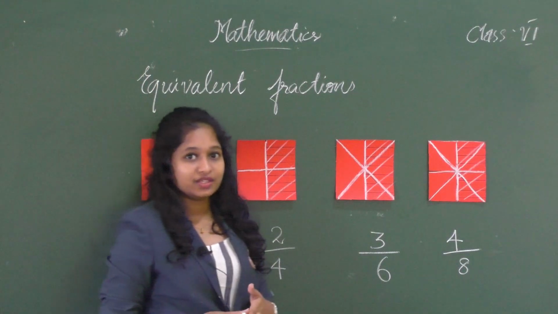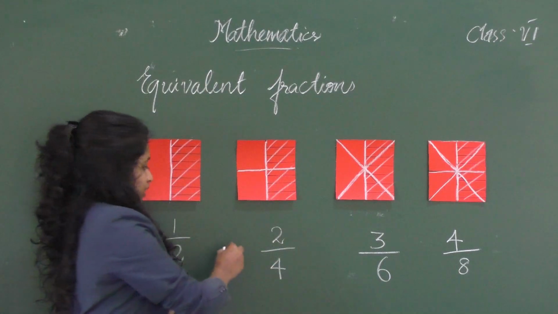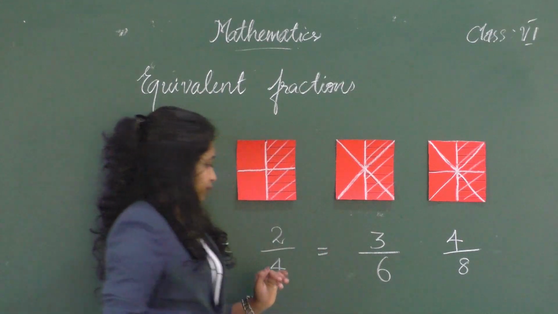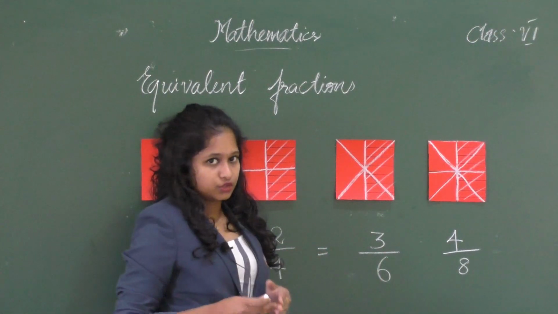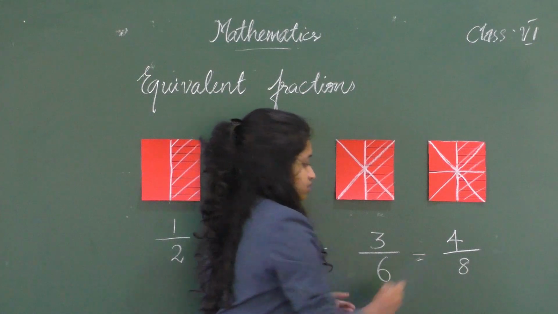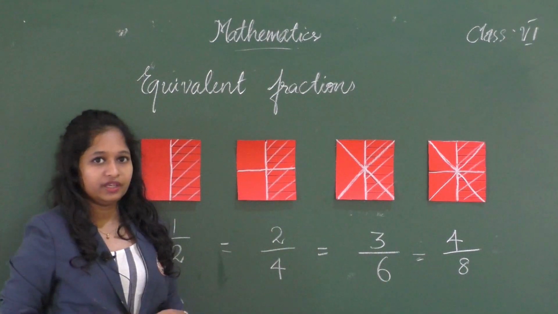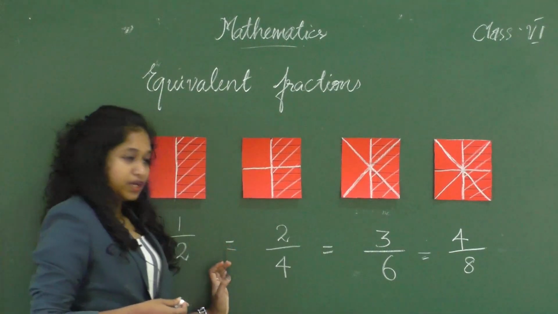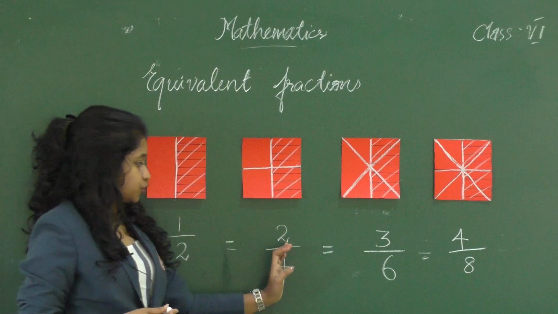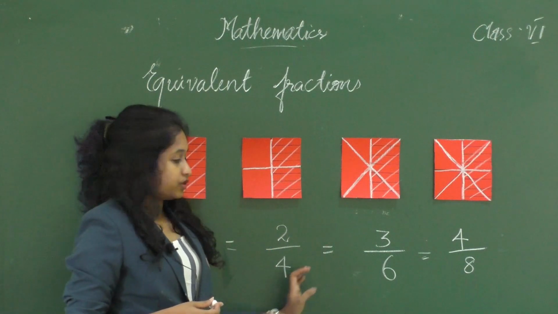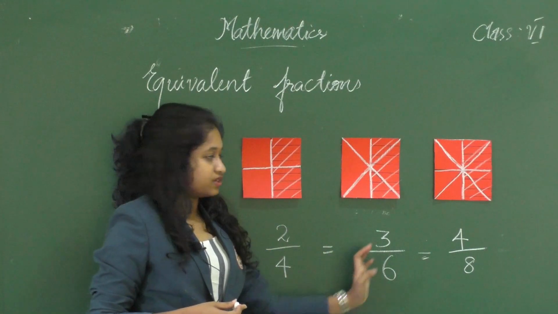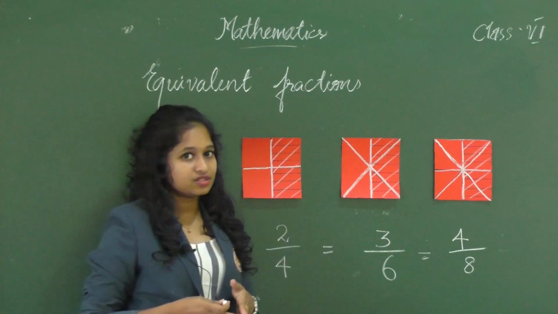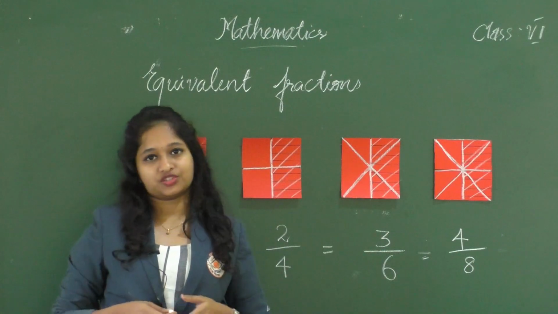So we can conclude that 1 by 2 is equivalent to 2 by 4, 2 by 4 is equivalent to 3 by 6, and 3 by 6 is equivalent to 4 by 8. That means all 4 fractions are equivalent fractions.